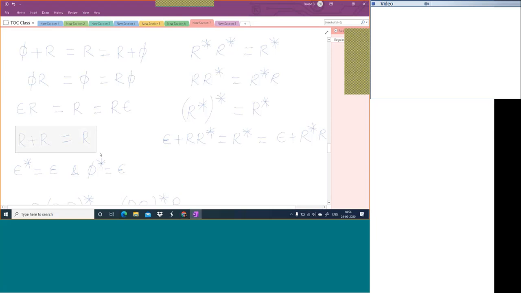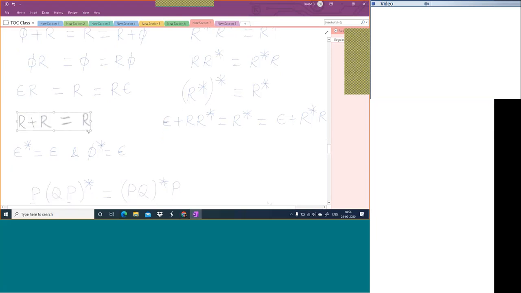Next, r plus r. Don't say 2r. What is the meaning of the expression x plus y? This means you take x or you take y, that's it. Then what is the meaning of r plus r? You take this r or you take this r. Anyway, you will get r only. That is the reason r plus r is r only. Don't say 2r.